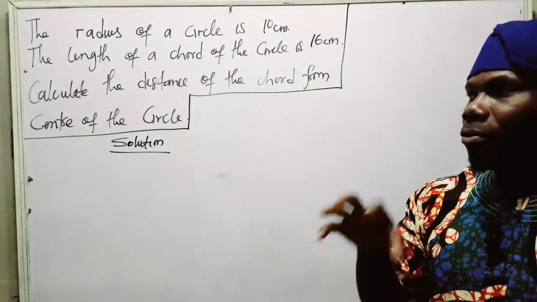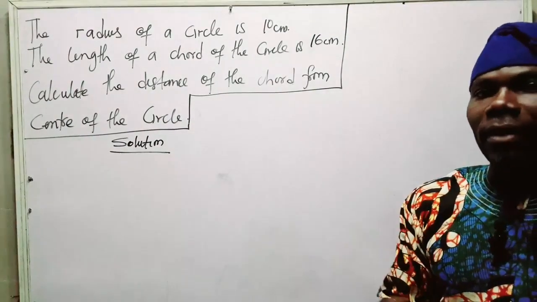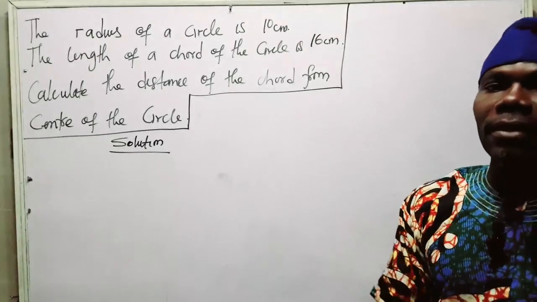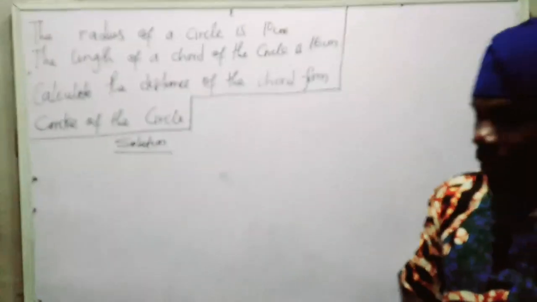But this is what you need to understand about circle, about the chord. How do we get the meaning of chord? How do we use it to calculate the radius and the distance from the center to the chord? So let's solve this question.